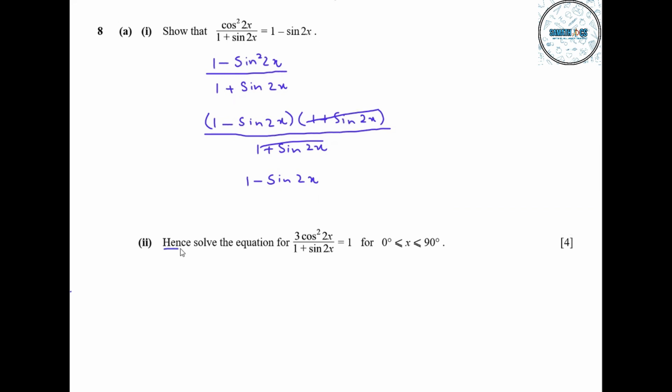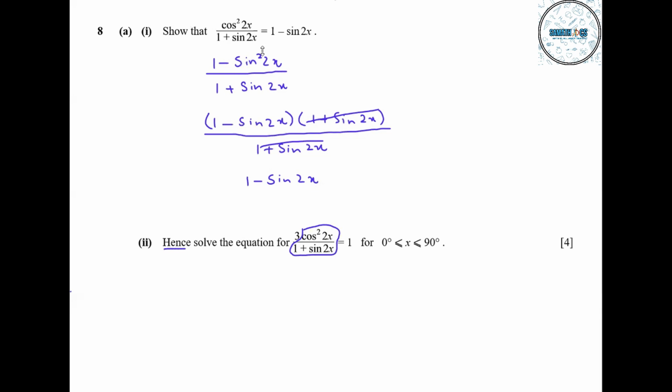Hence solve the equation 3 cos square 2x upon 1 plus sine 2x is equal to 1, for x greater than or equal to 0 and less than or equal to 90 degrees. If they have used the word "hence" here, it means whatever you have done in the previous part is to be used over here. So first of all, we will see that this cos square 2x upon 1 plus sine 2x is the same as given in the first part.